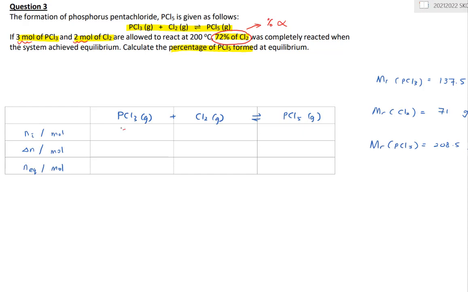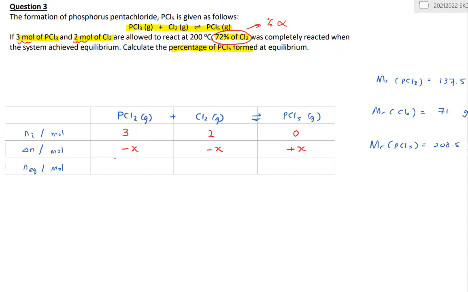So PCl3, we have 3 mole initially. Chlorine, we have 2 mole initially. And PCl5, the product, doesn't have anything. And then the change in number of moles for PCl3, this one is still the same according to the balanced equation. So for PCl3, you minus 1x. Cl2, you're going to minus 1x. PCl5 as the product, the number of moles also will increase over time. So we need to plus 1x.